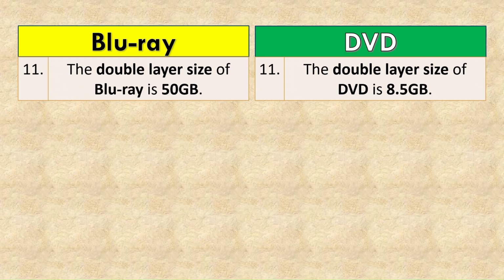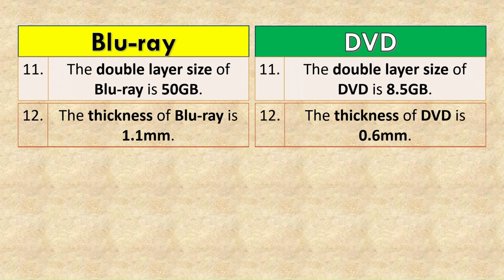The double layer size of Blu-ray is 50 GB. The double layer size of DVD is 8.5 GB. The thickness of Blu-ray is 1.1 mm. The thickness of DVD is 0.6 mm.